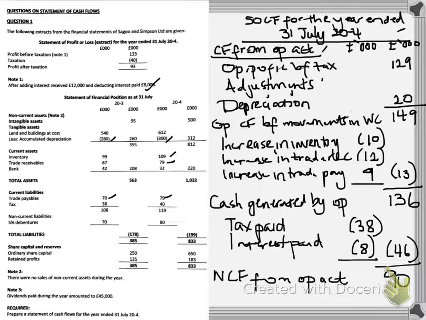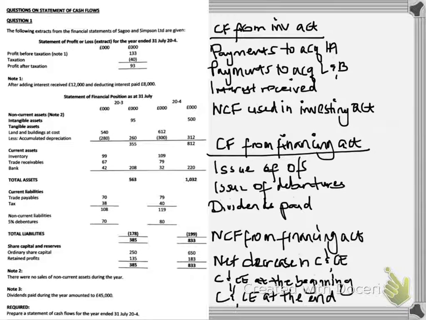So that is the first section for our statement of cash flows. This is what we call cash flows from operating activities. Let's now move on to investing activities, cash flows from investing activities.